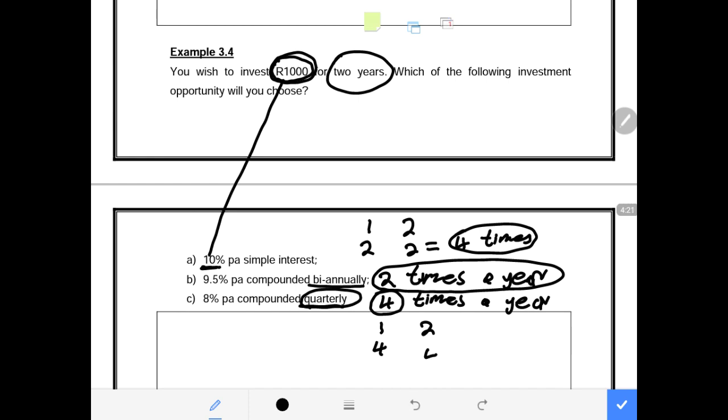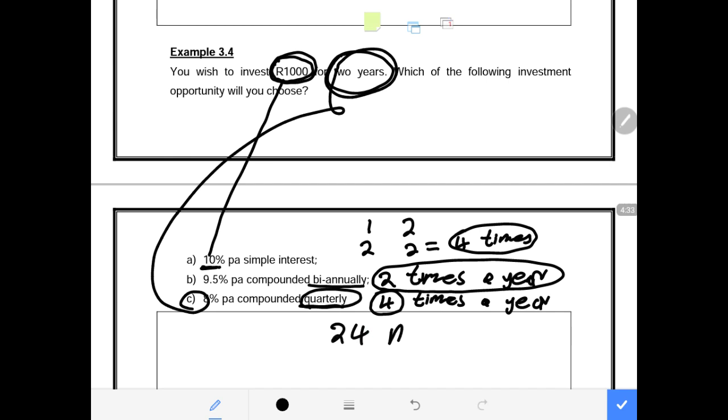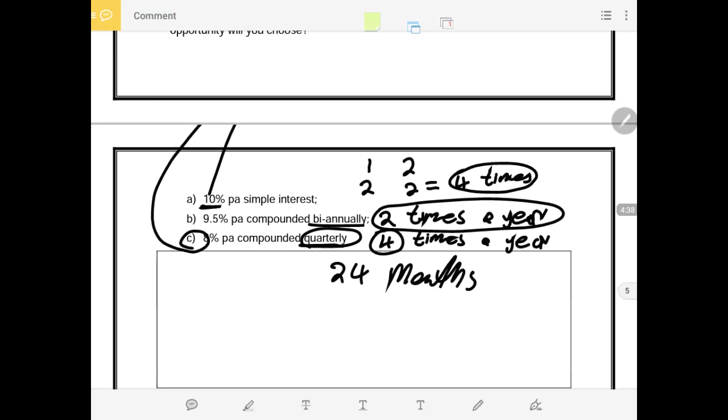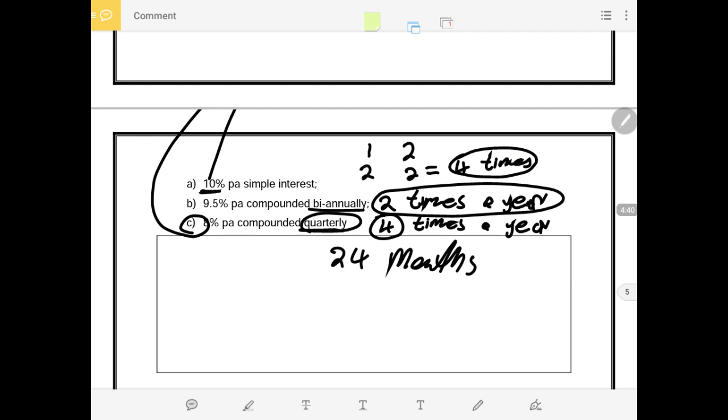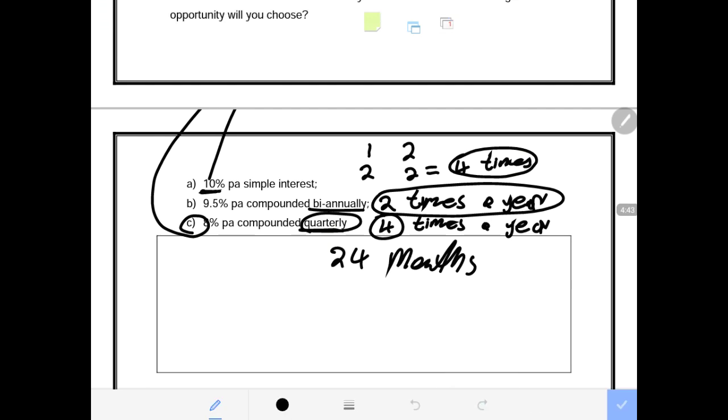And I just want to bypass this, although I will deal with it mostly in example 3.6. We have a period of 2 years. I want to align that 2 years with number C. We know that 2 years is 24 months, and I did highlight this in passing in the previous example, which was 3.3. If we are given N as 24 months, we don't have to worry about converting it to 12 months.